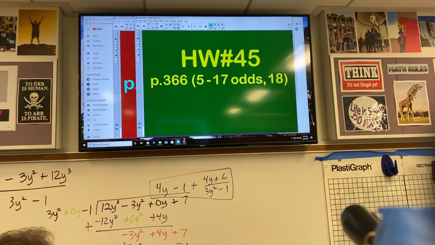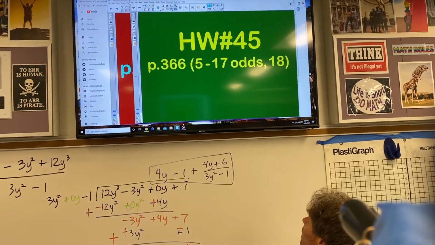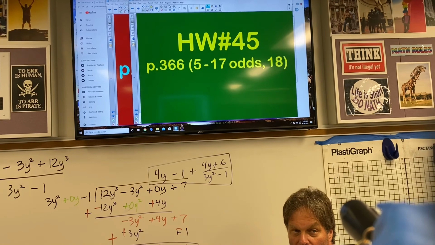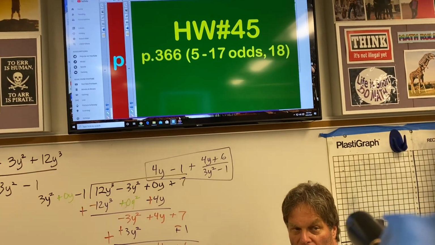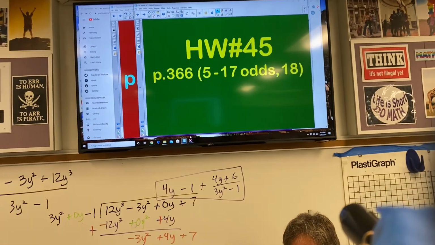Homework number 45, page 366, 5 through 17 odds, and then also number 18. Okay, so 5 through 17 odds and number 18. Long division of polynomials. Enjoy.